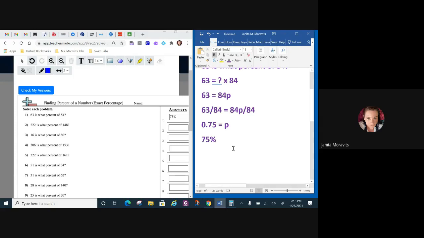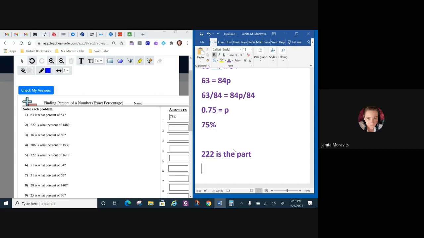222, that is our part. And we want to know what percent of 148 that is. Now, these are going to give you some, remember the ones where you did times 125%, you came out with more than you started with. So you're going to have a bigger percentage on these, but you just have to remember which number to divide by which number. All right, 222 is the part, and 148 is the total for the whole.